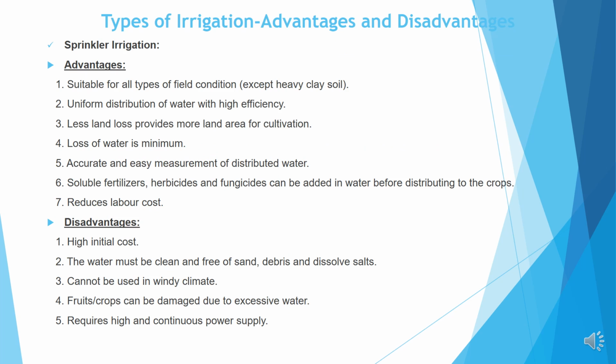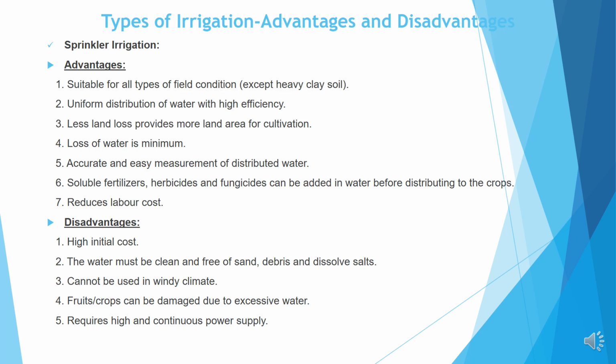Sprinkler irrigation. Advantages. Number 1, suitable for all types of field condition. Number 2, uniform distribution of water with high efficiency. Number 3, less land loss provides more land area for cultivation. Number 4, loss of water is minimum. Number 5, accurate and easy measurement of distributed water. Number 6, soluble fertilizers, herbicides and fungicides can be added in water before distributing to the crops. And number 7, reduces labor cost.